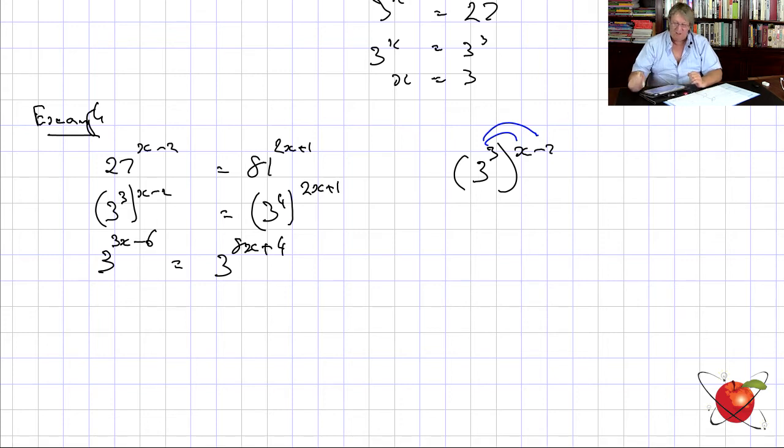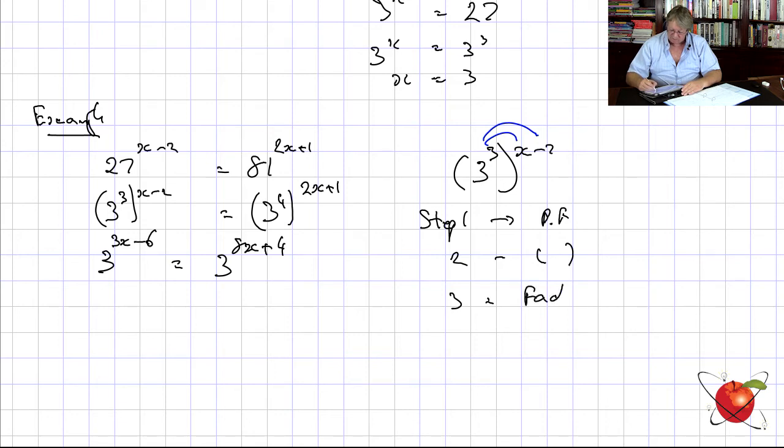Now, let's just add into this. Remember, we had step 1, prime factors. Step 2, remove brackets. Step 3, if we see a plus or minus sign, factorize. Then step 4 is our target in this.